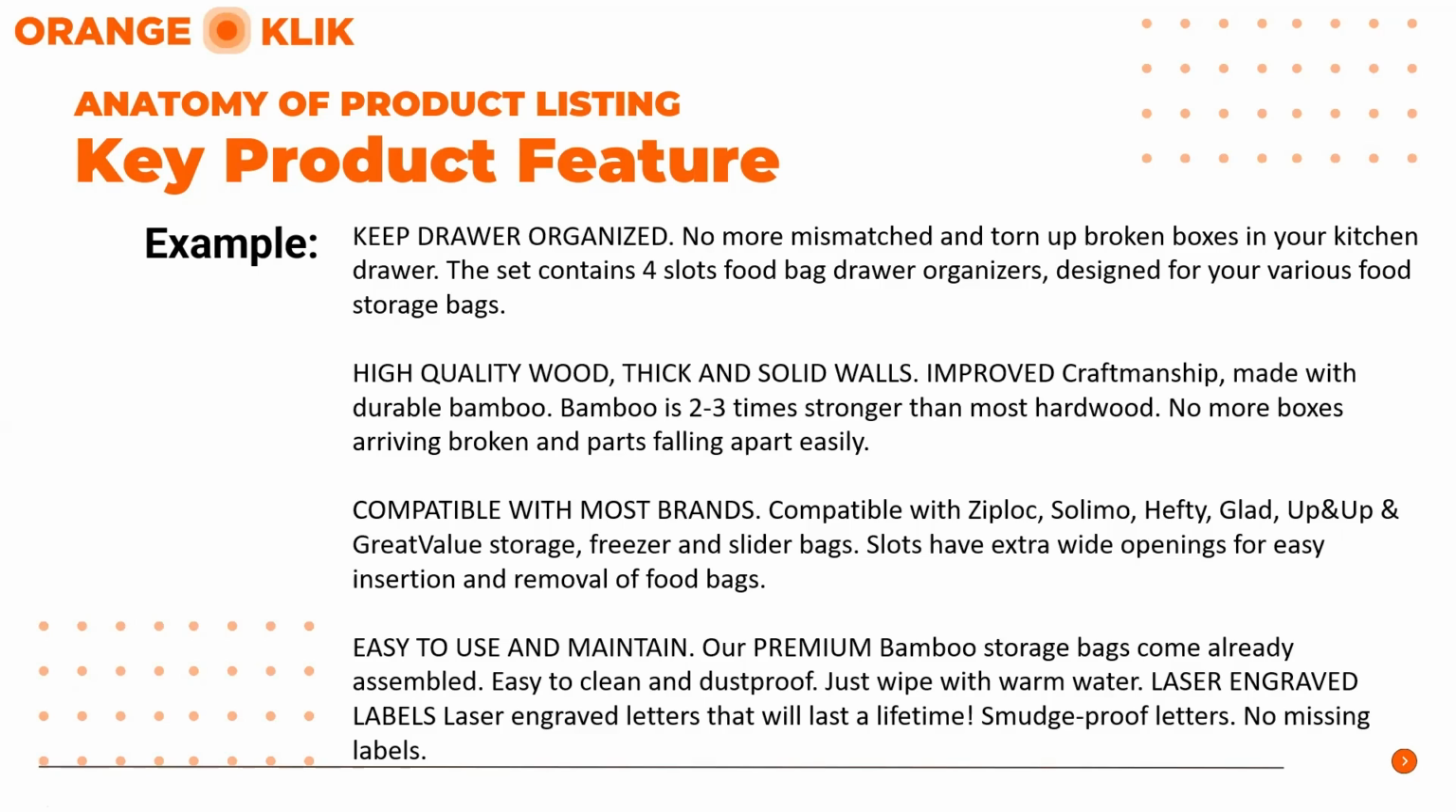So it makes you right away see that what we are speaking about in the next two sentences is about keeping your drawer organized. The next one is high quality wood. So it addresses how it is made and from what material it is made. It is an improved craftsmanship made with durable bamboo, and it explains here why using bamboo wood would be the best fit for this product. No more boxes arriving broken and parts falling apart easily.